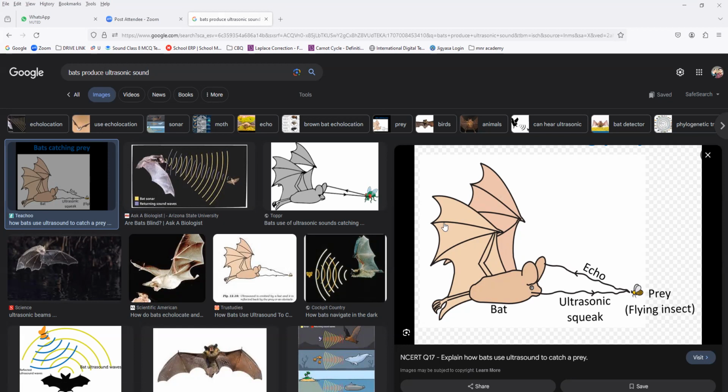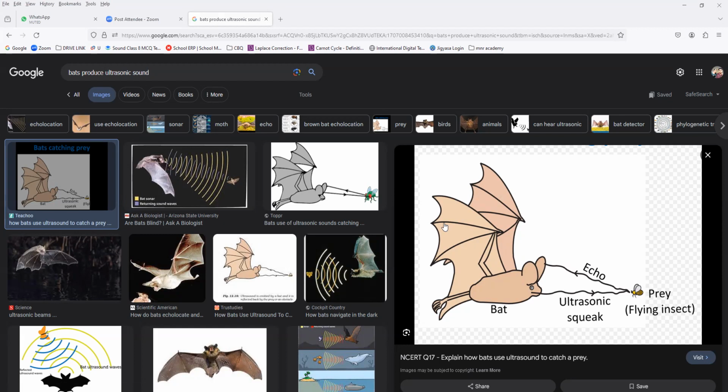Then if the prey is very far away from the bat, will it take more time to reflect or less time? It will take more time. So the time elapsed will be longer if the prey is far, and if it is near, the time elapsed will be less. And the loudness of the echo determines the size of the prey.